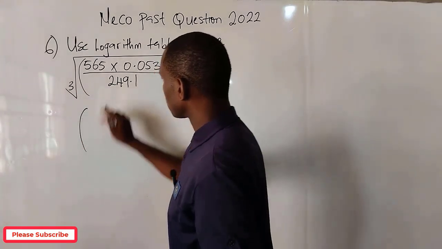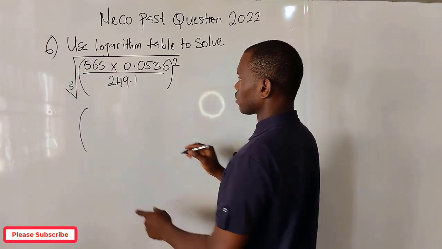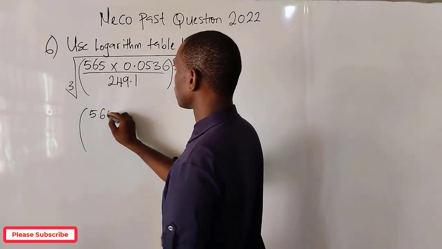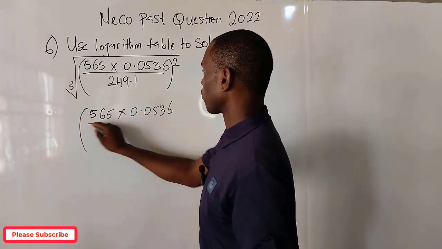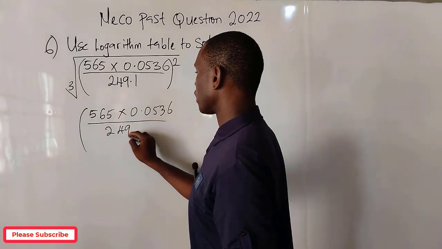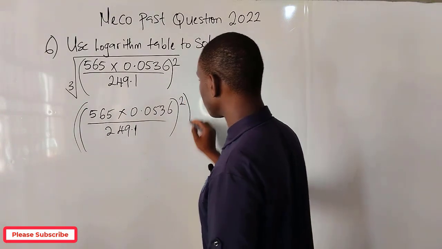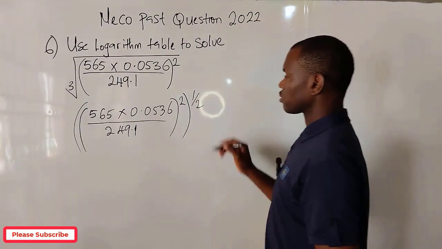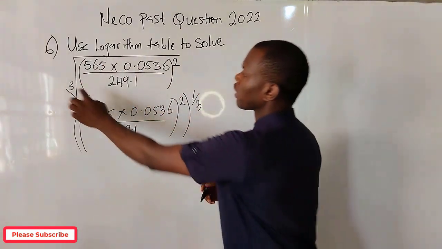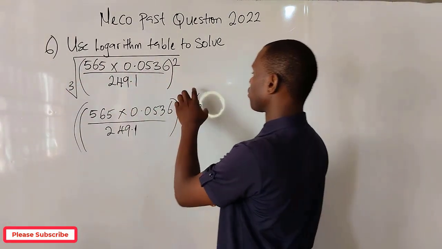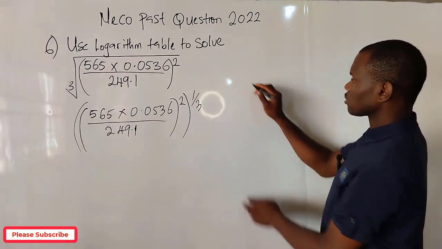To remove the cube root, I will write this thing again, take the power of a fraction of 1 over 3. So I will have 565 times 0.0536 over 249.1 raised to the power of 2, and then I'll raise everything again to the power of 1 over 3. This is because I have a cube root. If what I have is a square root, I'll take the power of 1 over 2. If what I have is a fourth root, power of 1 over 4. So the next thing we do is to solve.